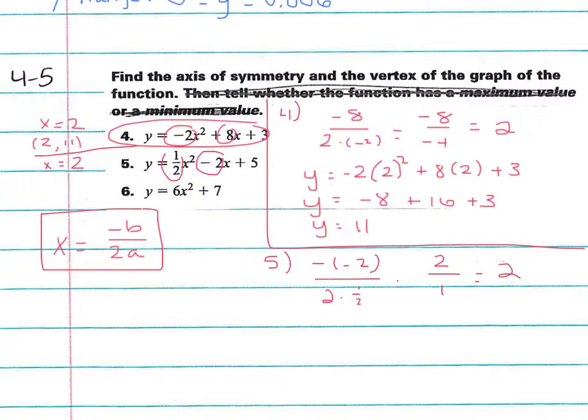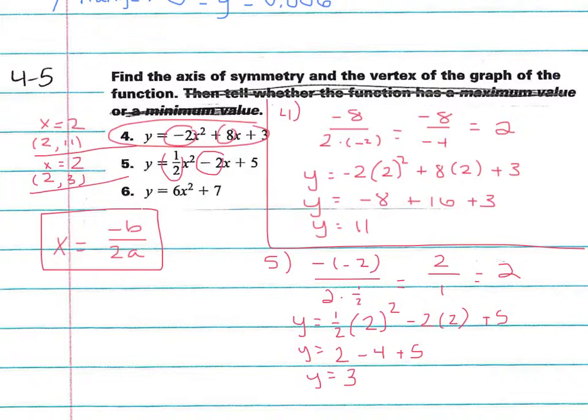And then we substitute that back in. y equals 1/2 times 2 squared minus 2 times 2 plus 5. 2 squared is 4, and half of 4 is 2. Negative 2 times 2 is negative 4, so minus 4 plus 5. 2 minus 4 is negative 2, plus 5 is a positive 3. So the ordered pair for number 5 is 2, from the x that we already found, and 3, for the y that we just found. And that is your answer for number 5.